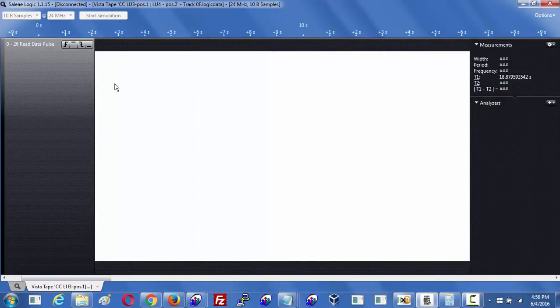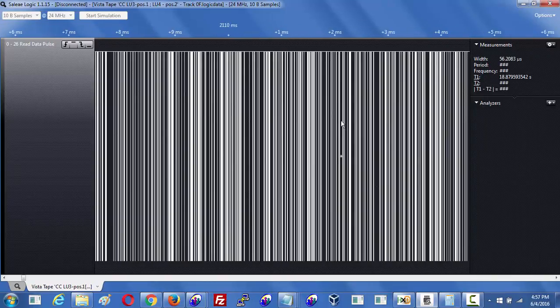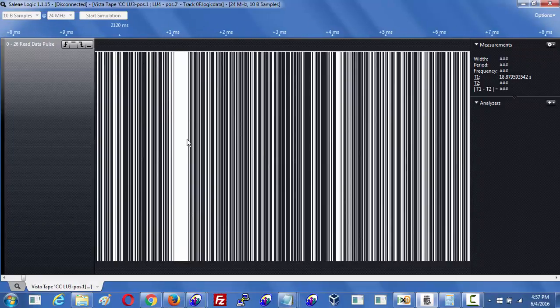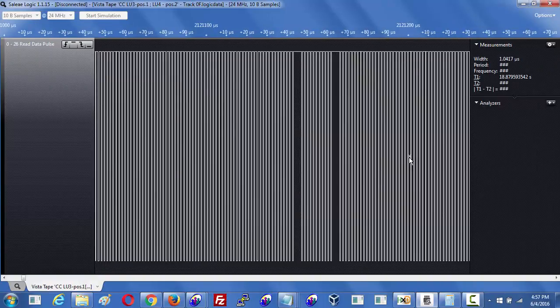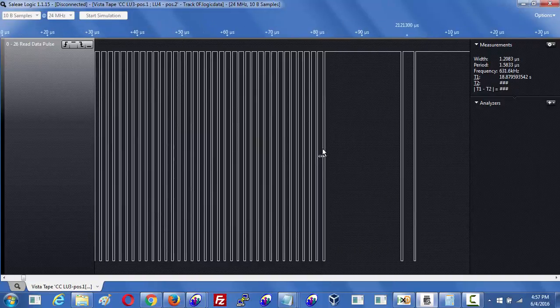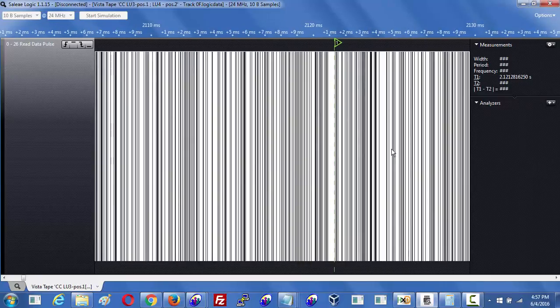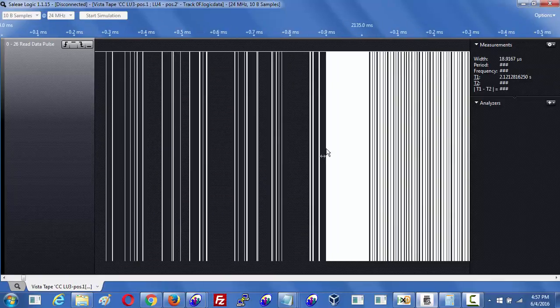2.11. There it is, right there. Okay, so basically between here, I'm going to take the marker right here. I'm going to put marker 1 there, and then I'm going to find the beginning of the next block, which is right there, and put marker 2 at the beginning of this.